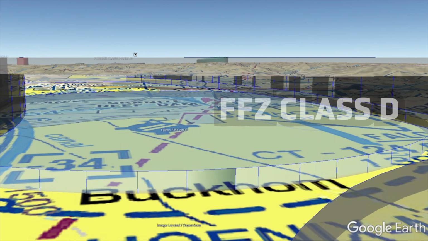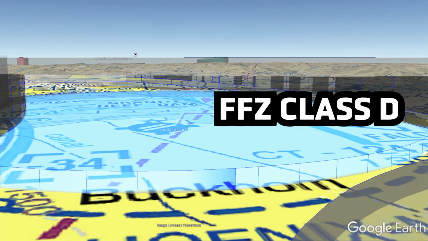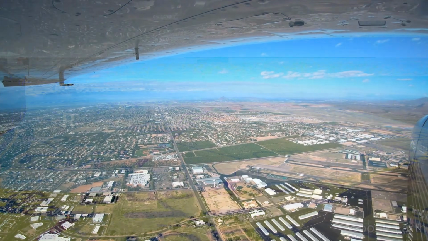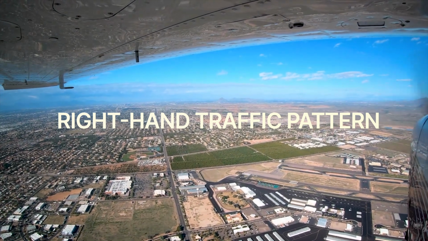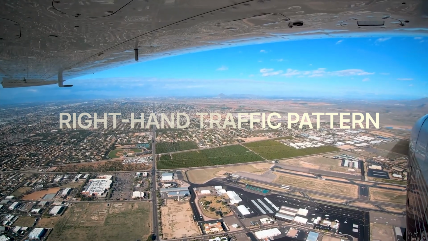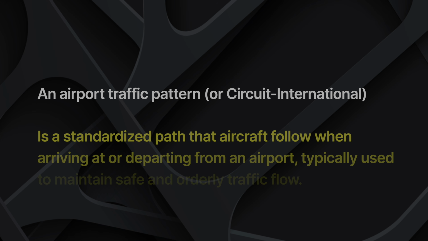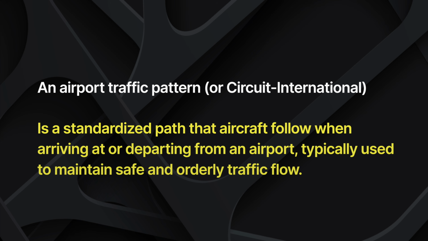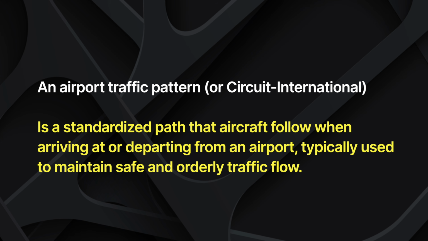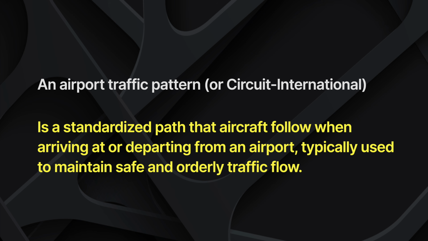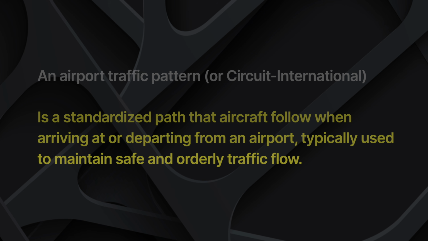Now, to avoid any confusion, there are some airports that have a right-hand pattern. We'll talk about that in a few. But I just wanted you to have a foundational understanding about what airport traffic patterns are. So now let's get into the details. Start taking notes. An airport traffic pattern, or circuit as it's called internationally, is a standard path that aircrafts follow when arriving or departing from an airport. Typically, it's used to maintain safe and orderly traffic flow.